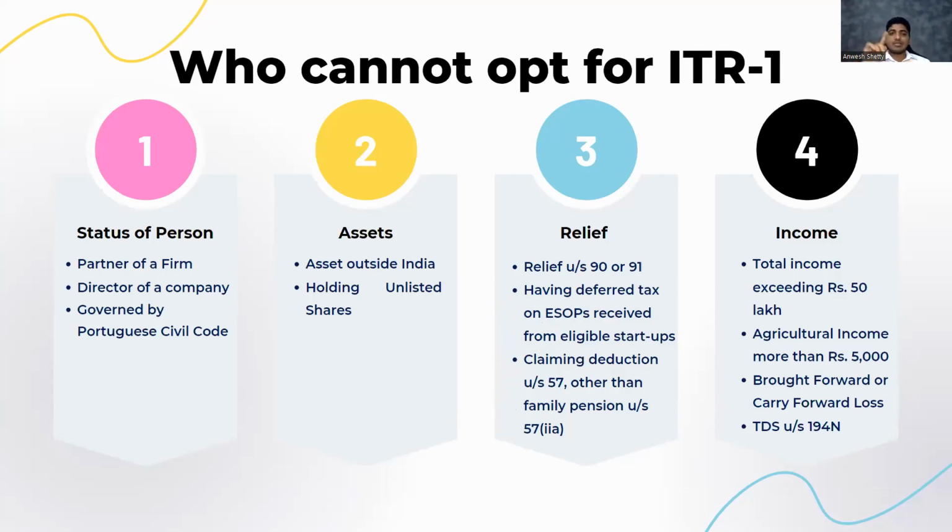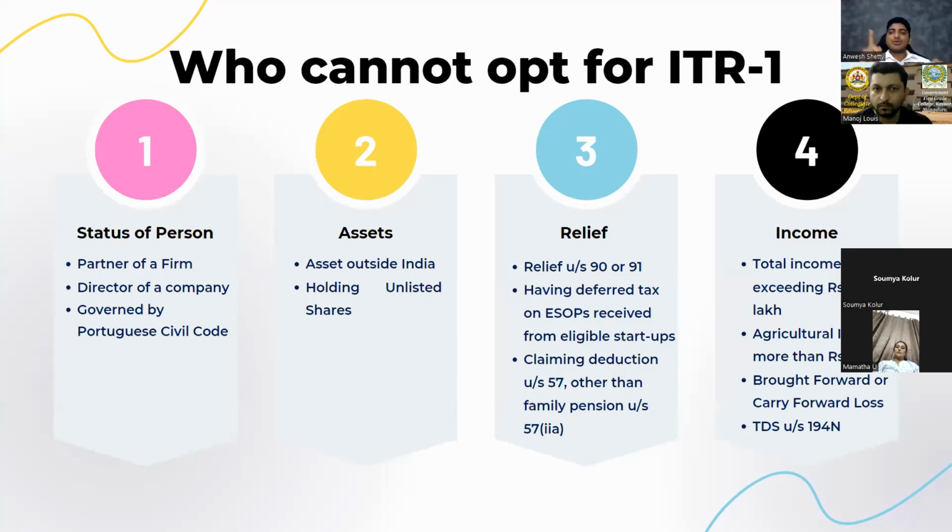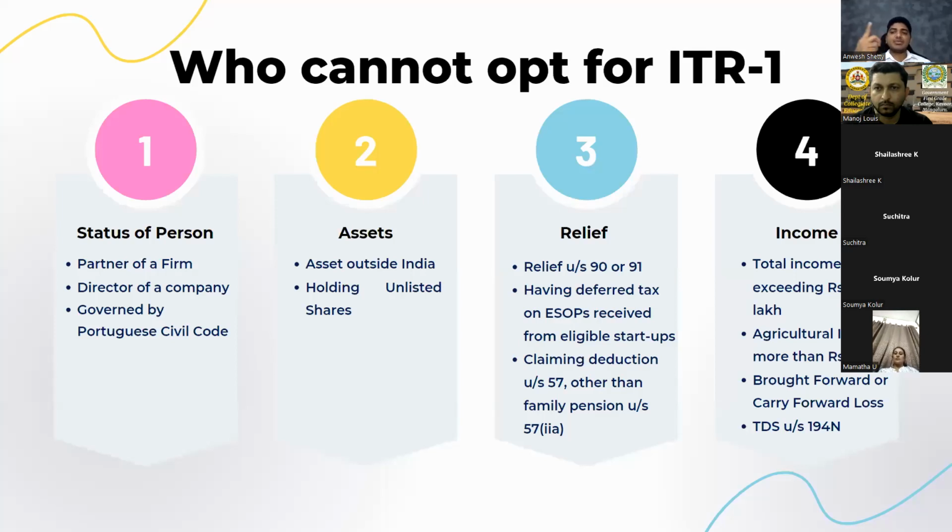Fourth condition, this is very, very important for the faculties. If your income in a year exceeds 50 lakh rupees, let us say your annual salary is 60 lakh rupees, ITR1 is not for you. Let us say you are a faculty and you also have an agricultural income. Now, agricultural income can be up to 5,000 rupees in the whole year. If it is more than 5,000 rupees, you can't file ITR1.